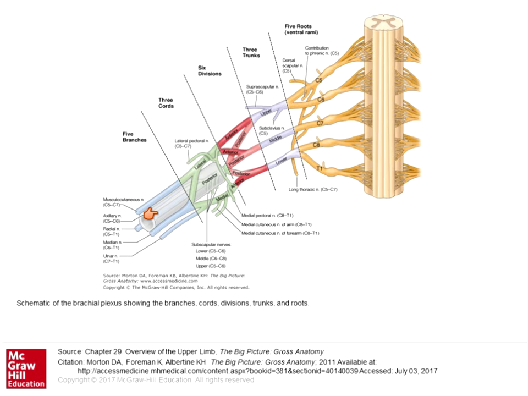From the 3 chords, we get the 5 terminal branches or peripheral nerves. These are the musculocutaneous nerve, the axillary nerve, the radial nerve, median nerve, and ulnar nerve.